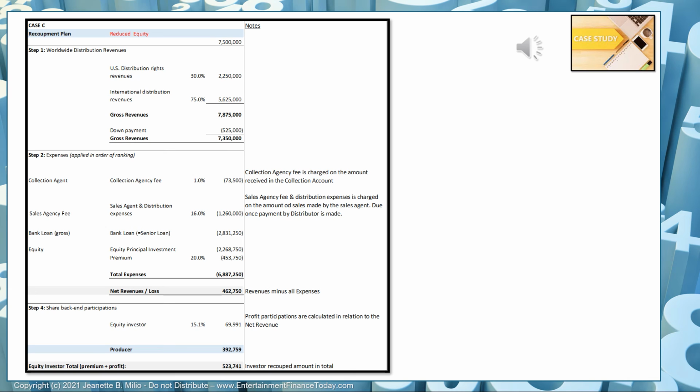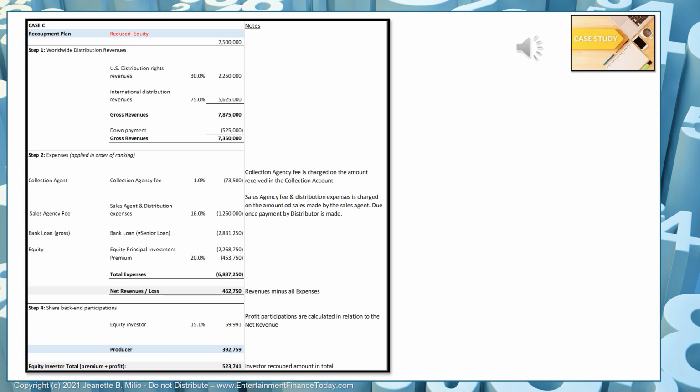The bank loan is now having to be paid back. Bank loan also referred to as the senior loan, and we had a loan of $2,831,250. So that means we are now paying the bank loan back here. $2,831,250 are now paid to the bank.